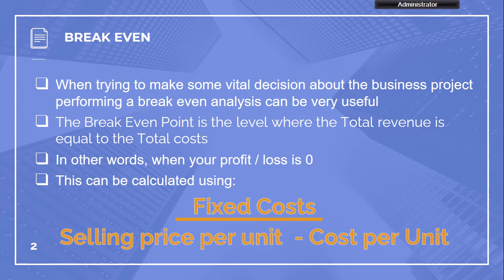Now you can calculate this using the calculation below, which is fixed costs divided by the selling price per unit minus the cost per unit. Now that is a fairly complicated looking formula when you first look at it, and it does work, but there are other ways of doing this as well.